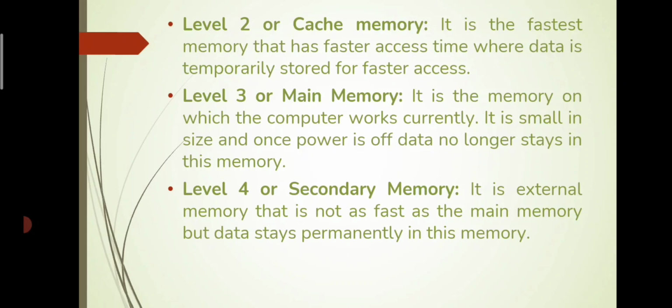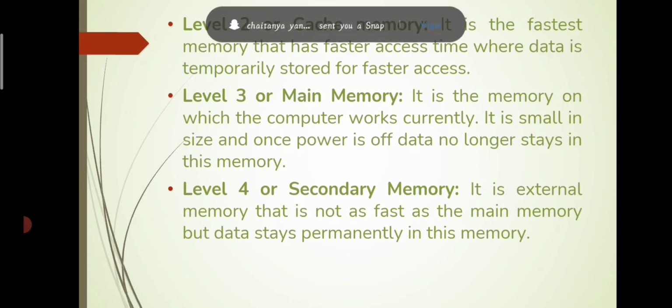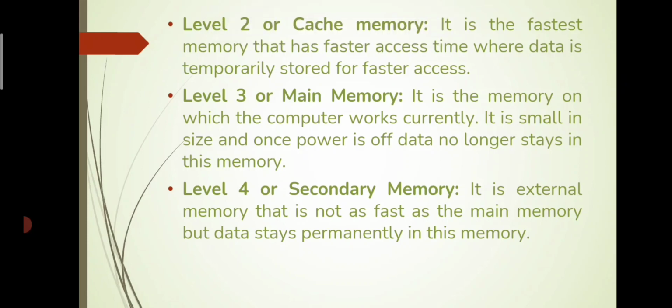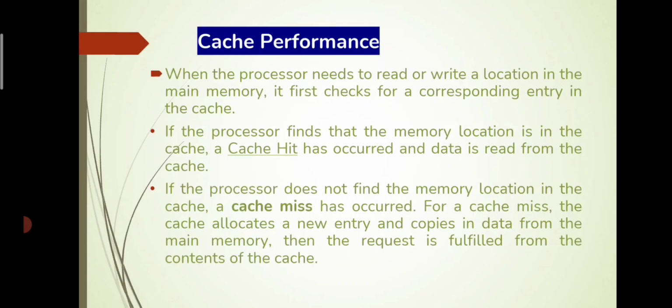Level 3 or main memory. It is the memory on which the computer works currently. It is small in size, and once power is off, the data no longer stays in this memory. Level 4 or secondary memory. It is an external memory that is not as fast as the main memory, but data stays permanently in this memory.